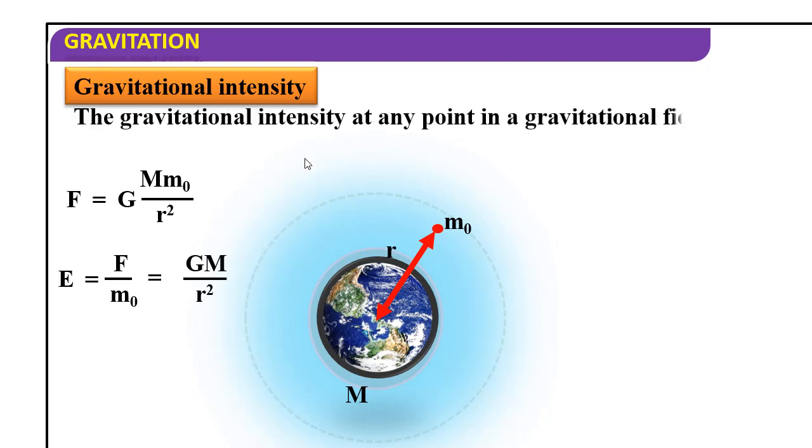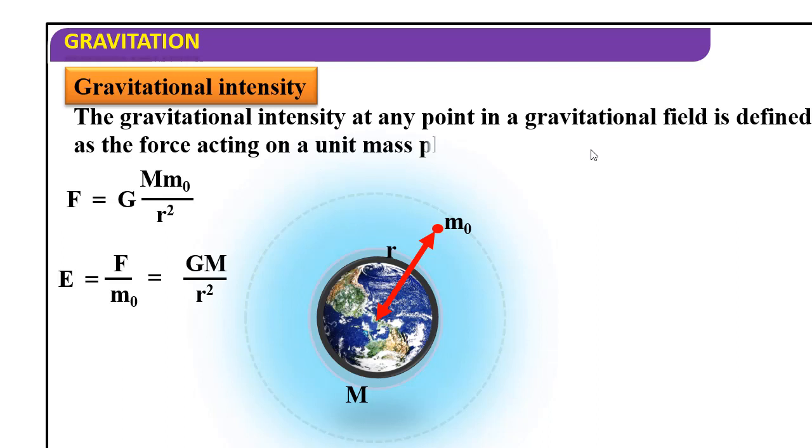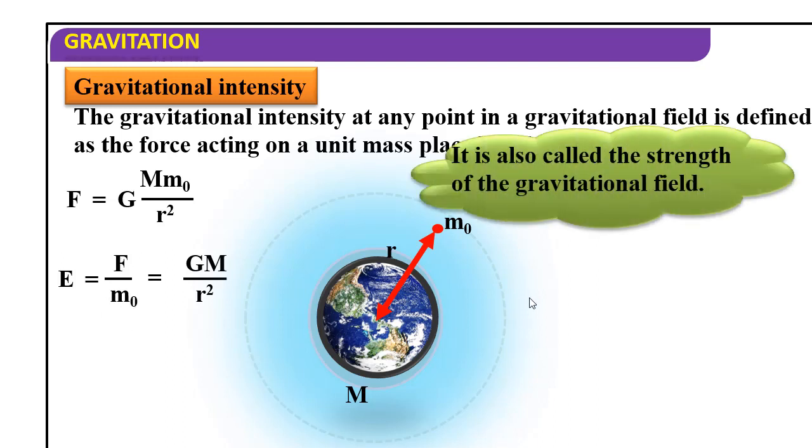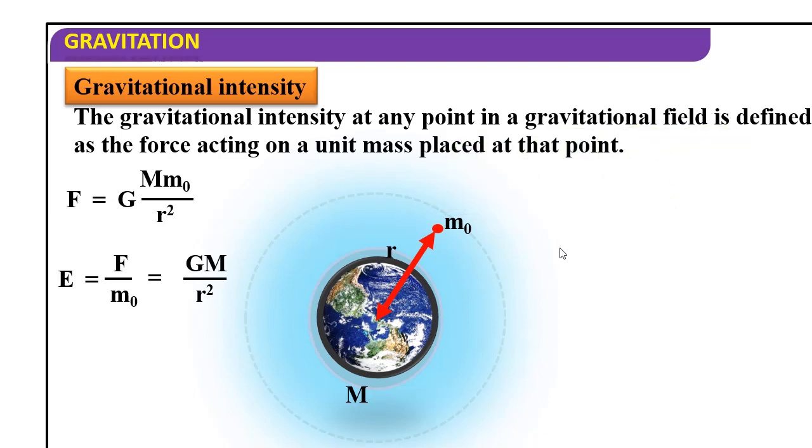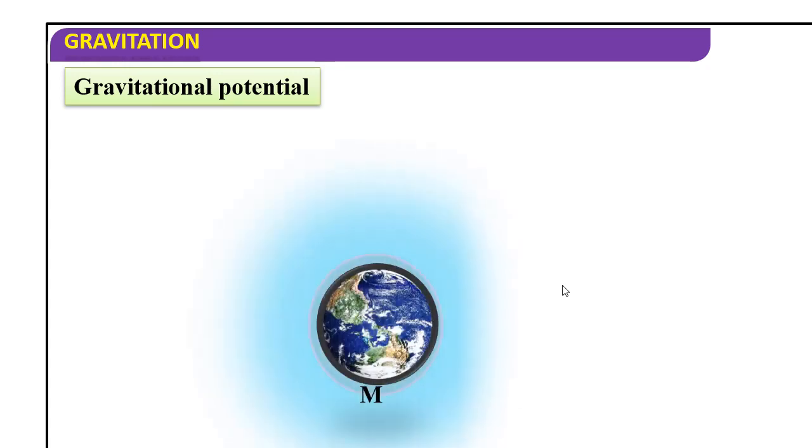So the gravitational intensity at any point in a gravitational field is defined as the force acting on a unit mass placed at that point. See here, if you are providing unit mass, that is the meaning. Force by m naught means force per unit mass. It is also called the strength of the gravitational field. So E is equal to GM by R square.